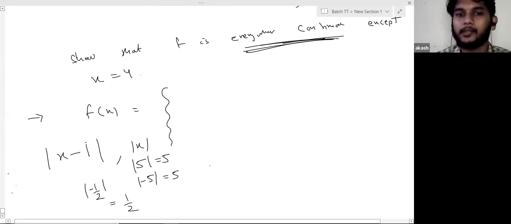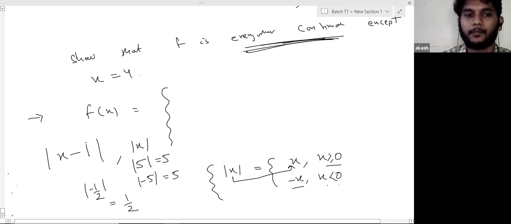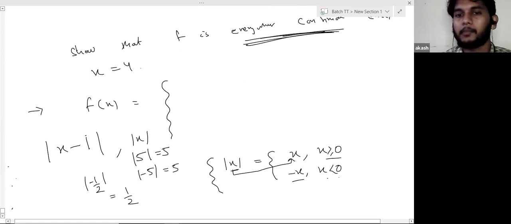So how to open this? Mod x is opened as x when x is positive, minus x when x is negative. Please write this down, everyone. Always open mod x like this: x when x is positive, minus x when x is negative. And by x I mean all the masala inside this modulus. If you have x minus 5, then Sahel, how to open this?